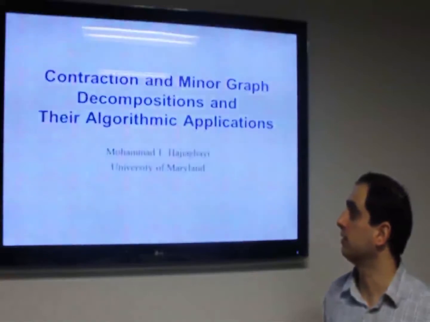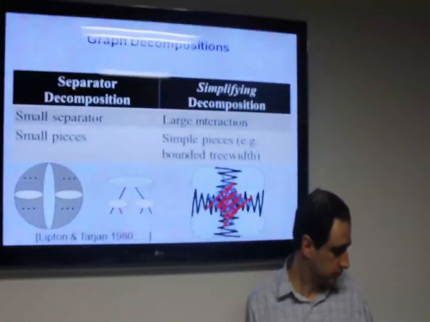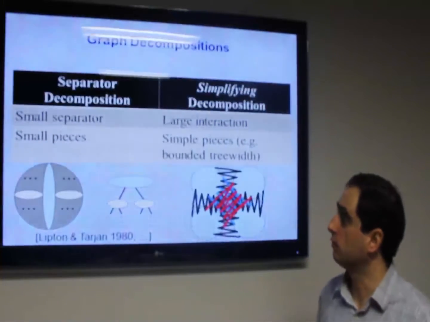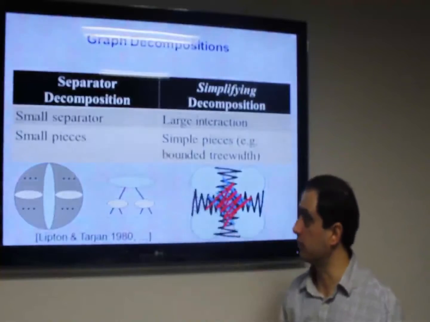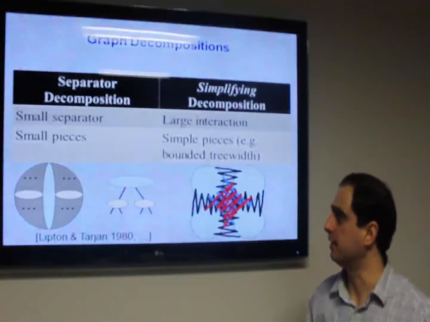Graph decompositions and their algorithmic applications. Okay, we have two types of graph decomposition. One is called separator decomposition. That is actually known from 1980.